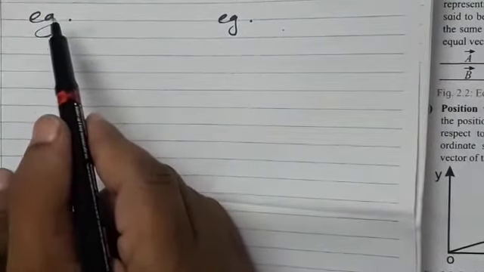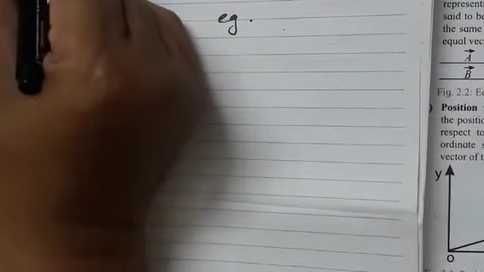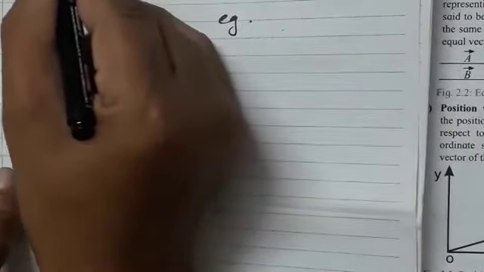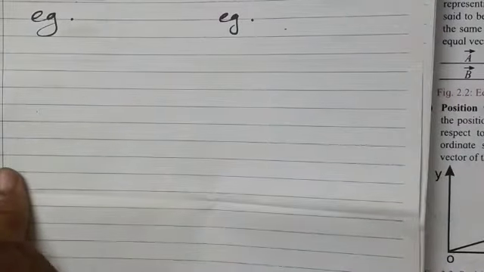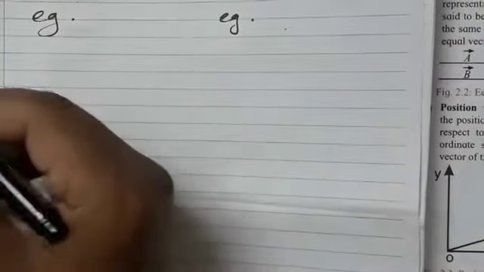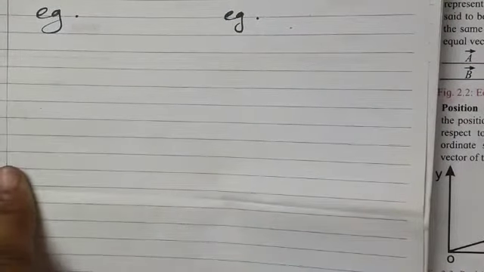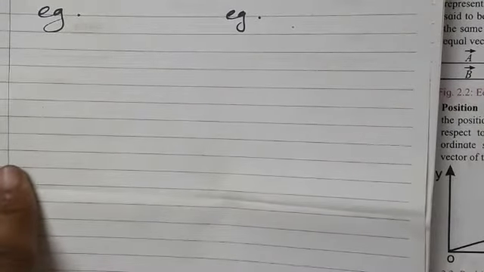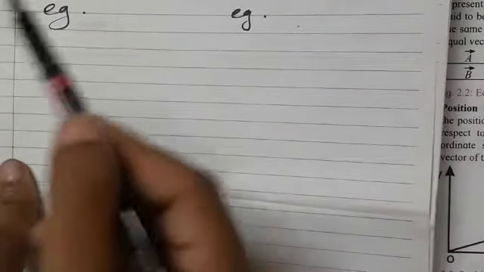Now, the second distinction is that scalars can be added or subtracted. Scalars can be added or subtracted with the help of the rules of algebra. But vectors cannot be added or subtracted by the rules of algebra. We have to see why vectors cannot be added or subtracted by the rules of algebra. This is another question. Okay.